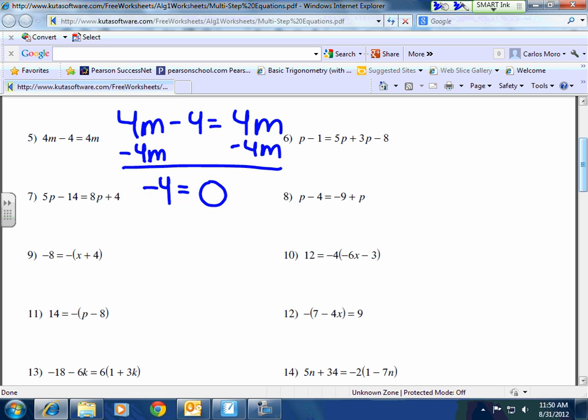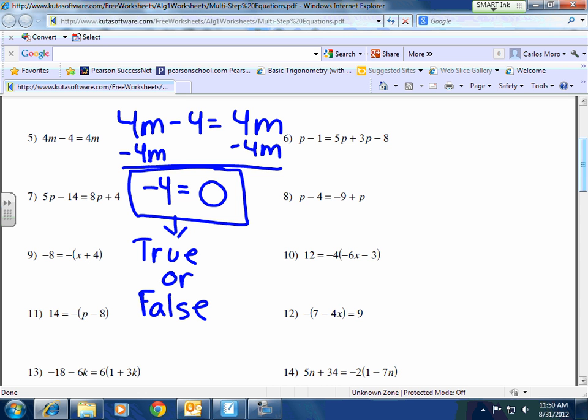Now, this is where the confusion comes. My students are always thinking, okay, the answer is negative 4. No, that's wrong. This is saying that negative 4 equals 0. The m is gone. The variable has gone bye-bye. So you got to ask yourself, is negative 4 equals 0? Is that true or false?